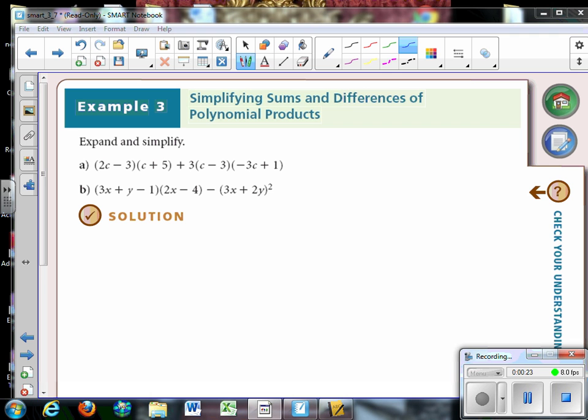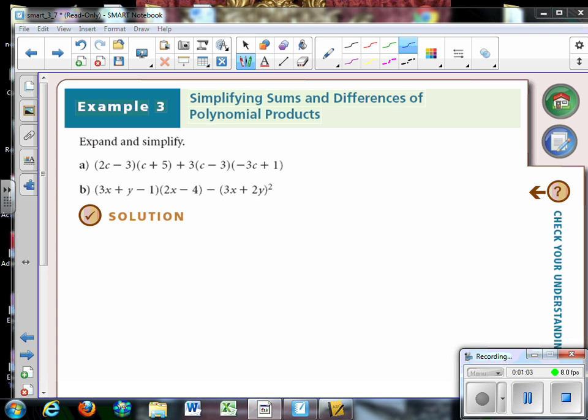So you can take 2c minus 3 and c plus 5 and be able to throw FOIL at it. Or you can go ahead and put it in a 2 by 2 and be able to solve through that also. If you look at the second part here, you can approach it in two different ways. You could do FOIL with the two binomials, which is c minus 3 and minus 3c plus 1, or get into a 2 by 2. Or you can multiply your monomial times your binomial first, and then go back to FOIL or the 2 by 2.